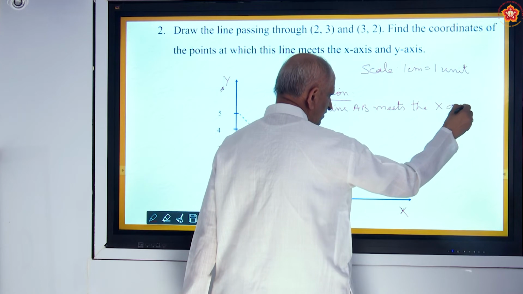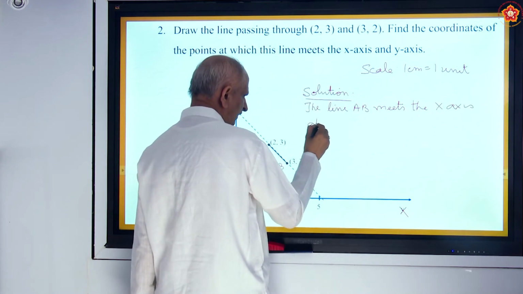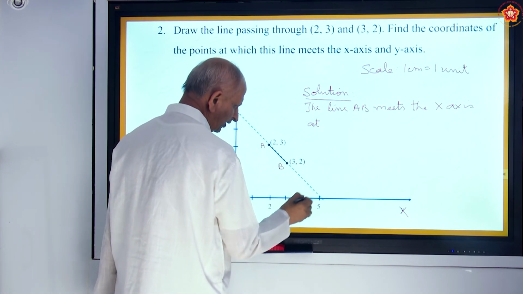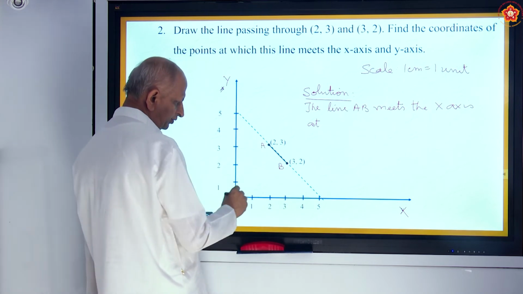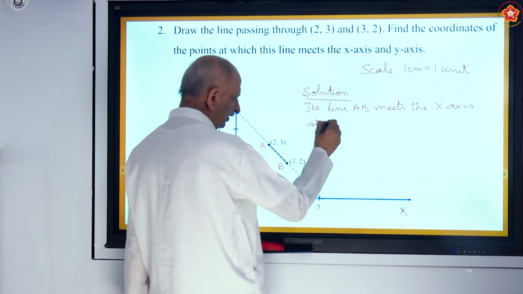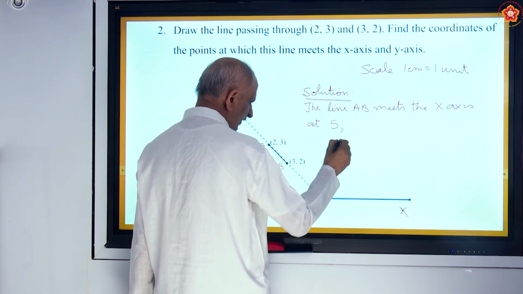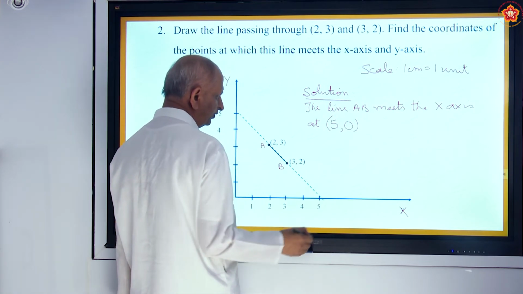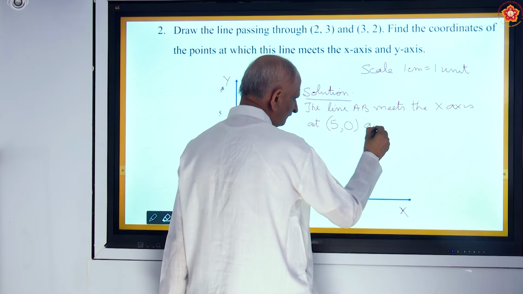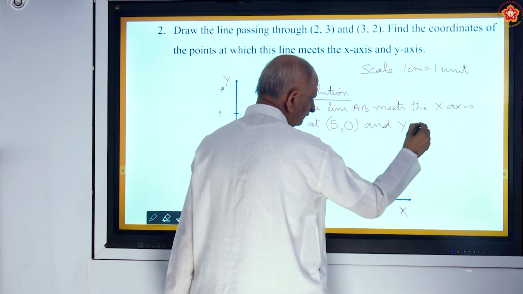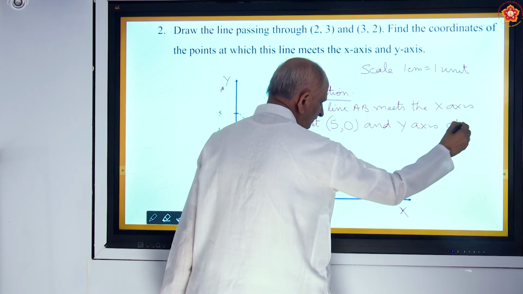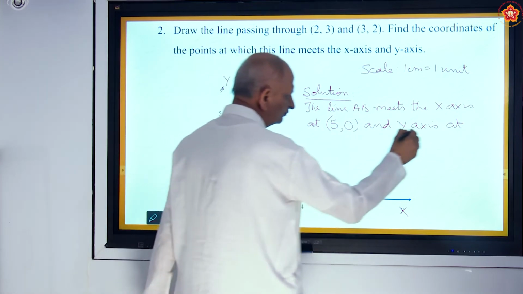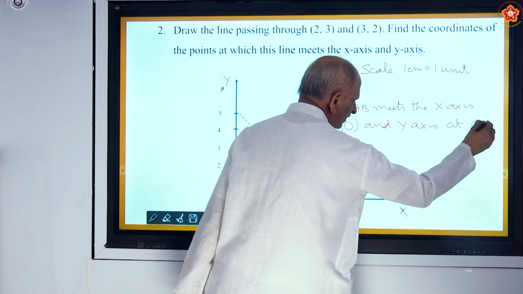Meets the x-axis where? At... So slightly it has gone a little away, but actually correctly it passes through 5. So here x-axis is 5 and y-axis is 0, at 5, 0. So this point is 5, 0. And y-axis: x-axis 0, y 5, that is 0, 5. That is the answer for the question.